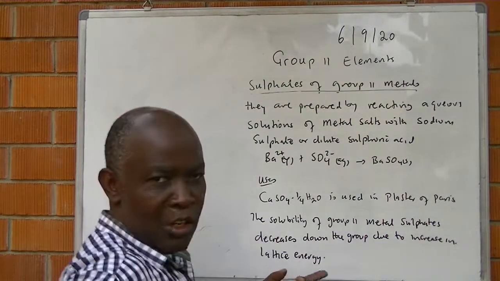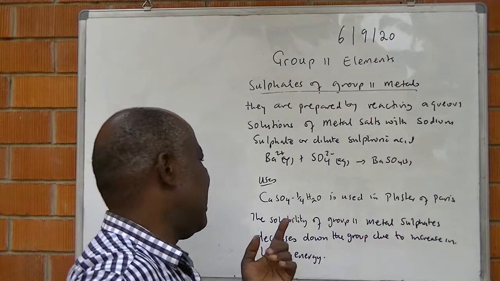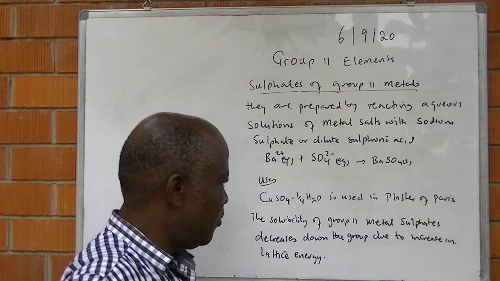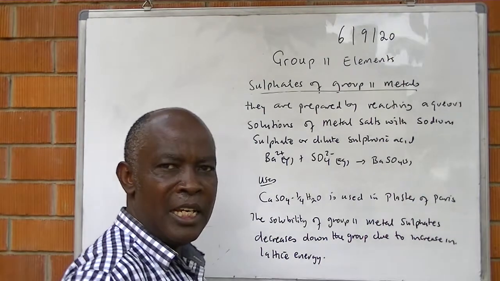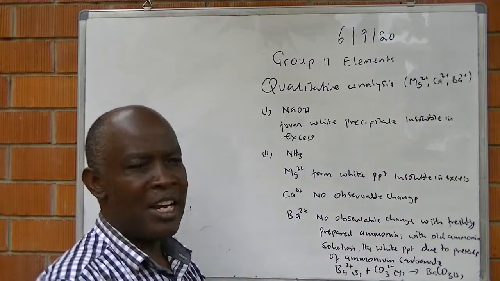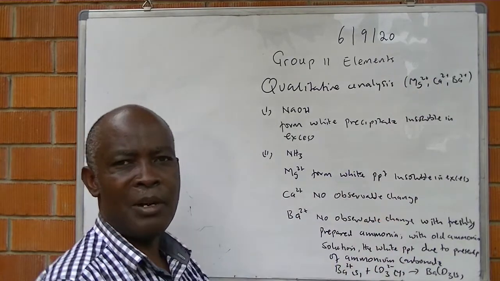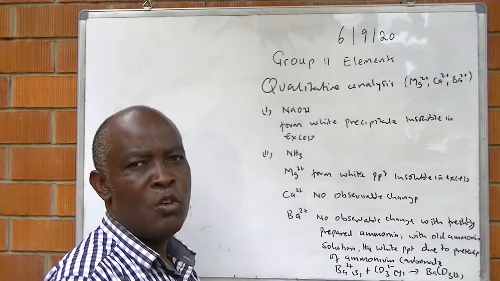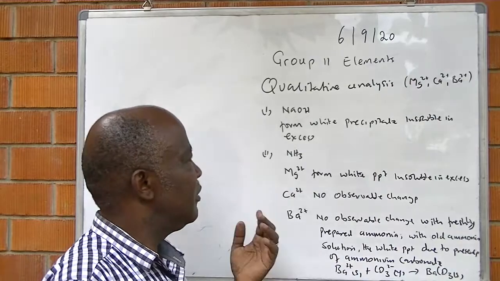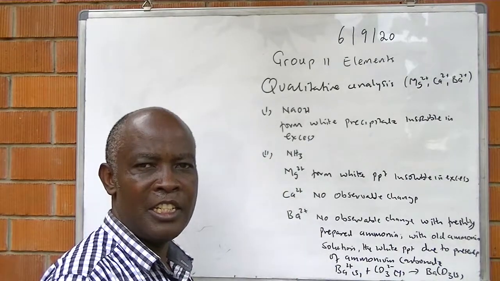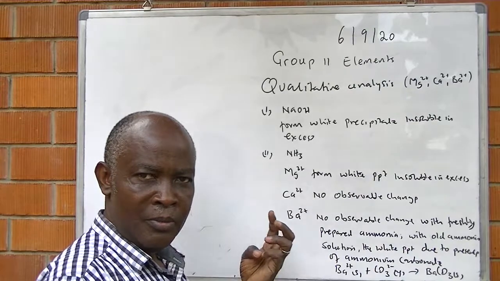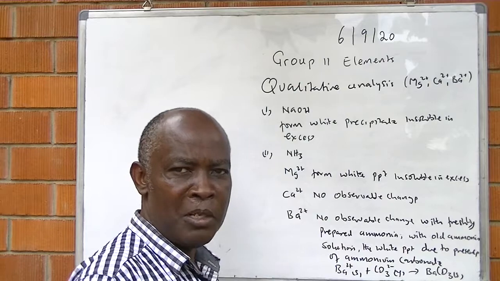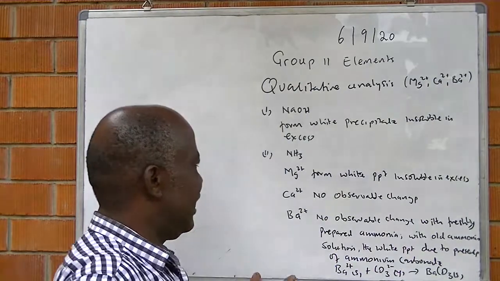Also, the solubility of group 2 sulfates decreases down the group due to increase in lattice energy. Qualitative analysis of magnesium, calcium, and barium: they all form a white precipitate with sodium hydroxide solution, insoluble in excess. This distinguishes them from lead, aluminium, and zinc, which form white precipitates soluble in excess.